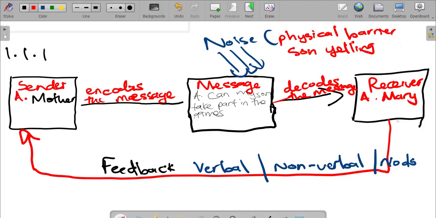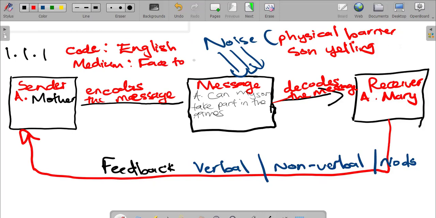So that's the diagram that the examiner wants you to draw. The code is the language that is being used, which is English, and the medium that is being used was face-to-face. They were seeing each other. So that's the communication model.